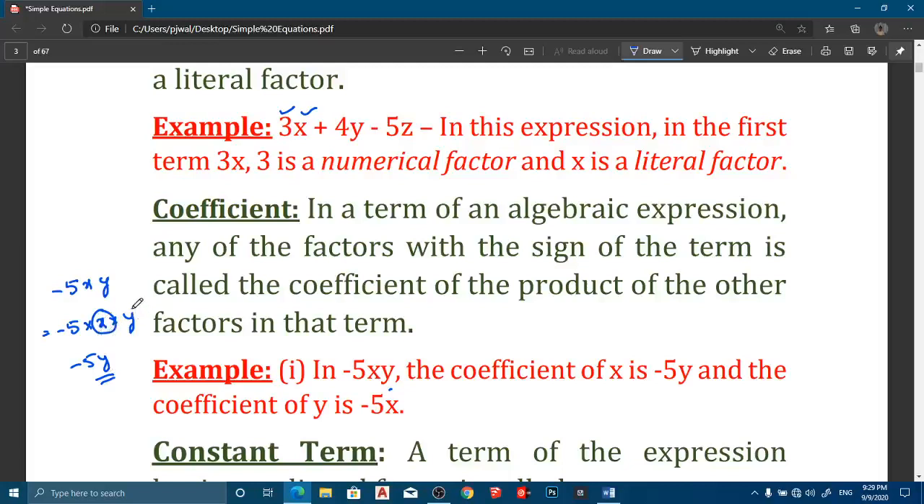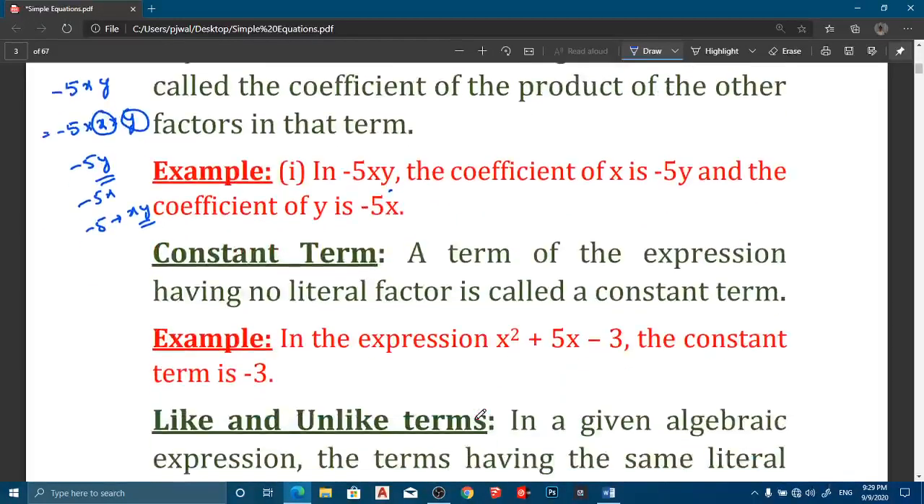If I take only y, what is the coefficient of y here? The remaining factors, which are minus 5x. If I take only minus 5, what is the coefficient of minus 5 here? xy; the remaining literal factors xy you have to take. So you have to remember here, the coefficient is nothing but a factor, but the remaining factors you have to take. The coefficient of x is minus 5y and the coefficient of y is minus 5x. If I take only minus 5, the remaining literal factors are xy. So for minus 5, xy is the coefficient.